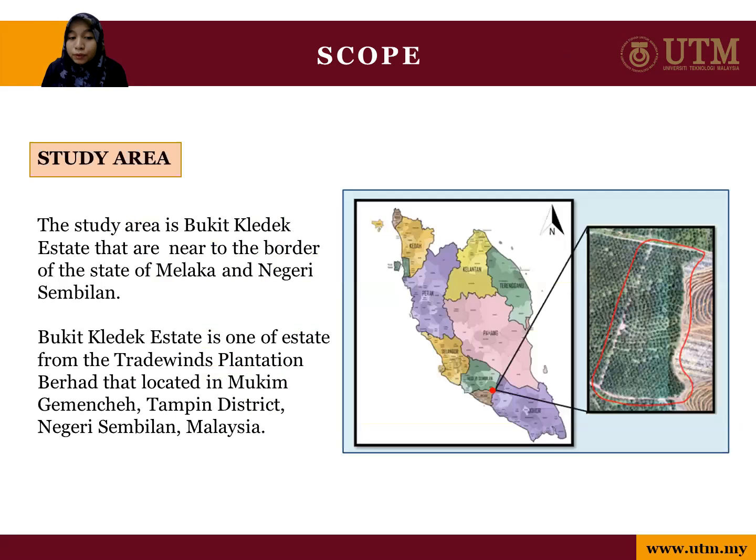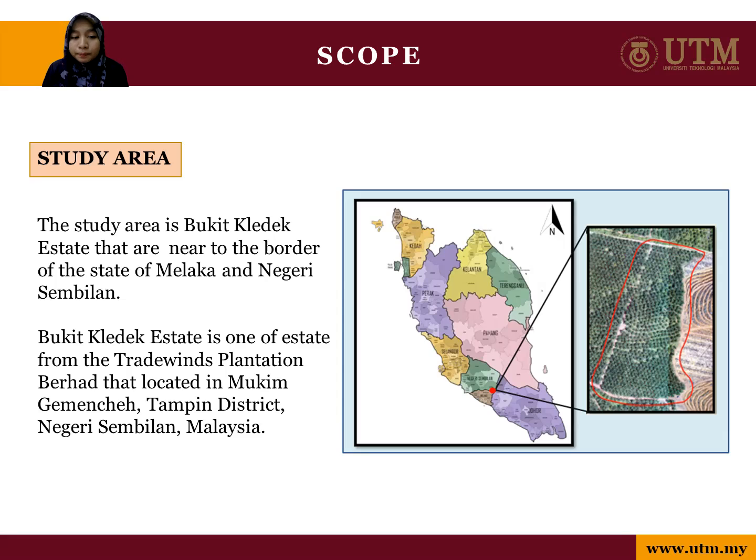Next is for scope in this study. The study area is Bukit Keledek Estate. They are near to the border of the state of Melaka and Negeri Sembilan. Bukit Keledek Estate is one of the estate from the Tradewinds Plantation Berhad that located in Mukim Gemenceh, Tampin District, Negeri Sembilan, Malaysia.